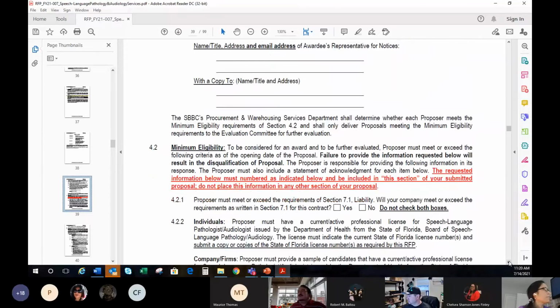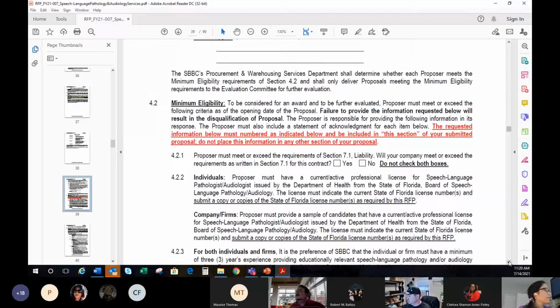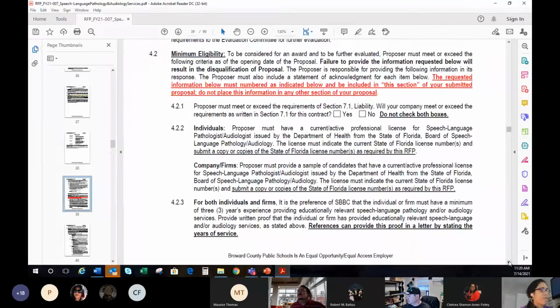Okay, here comes the big section. Minimum eligibility. It says to be considered for an award and to be further evaluated, proposers must meet or exceed the following criteria as of the opening date of the proposal. Failure to provide the information requested below will result in disqualification of the proposal. Again, as I said, we don't want to reject your proposal. We want to make sure everything's there so that we can consider your proposal for the evaluation committee.